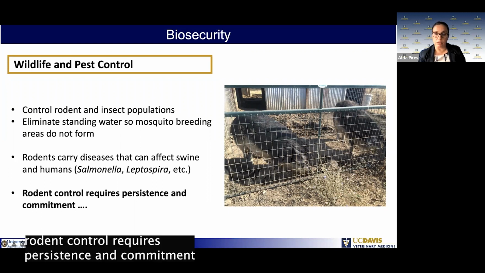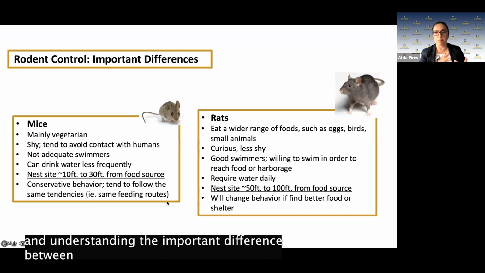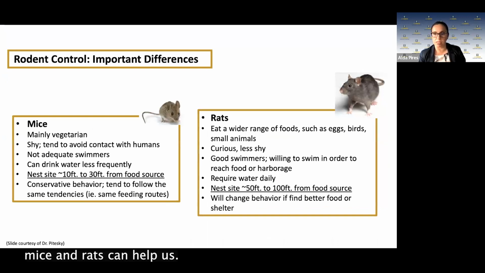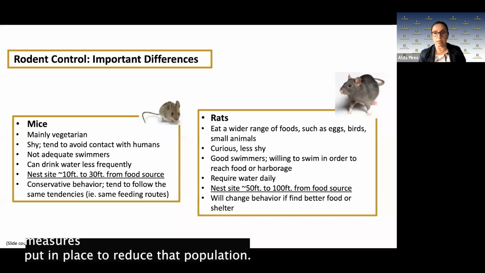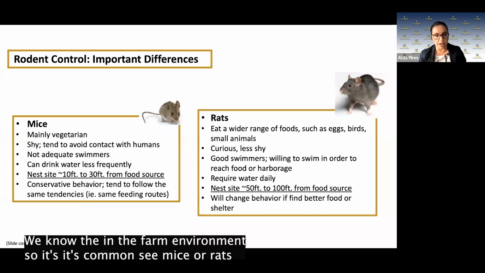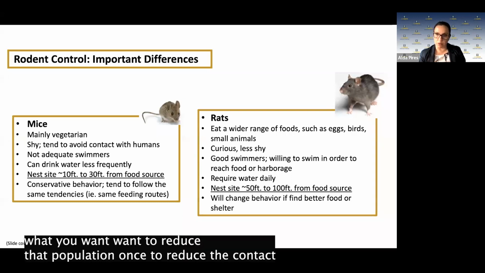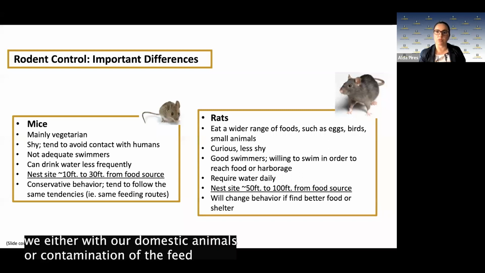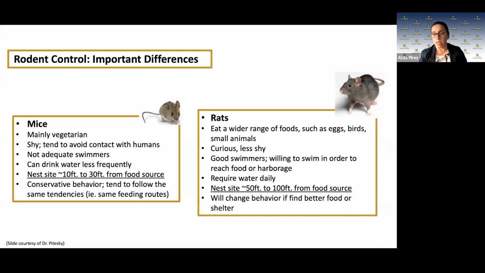We know that rodent control requires persistence and commitment, and understanding the important difference between mice and rats can help us choose the different measures we put in place to reduce that population. We are in a farm environment, so it's common to see mice or rats. We want to reduce that population, reduce the contact with our domestic animals, and avoid contamination of the feed that you are feeding to the pigs.